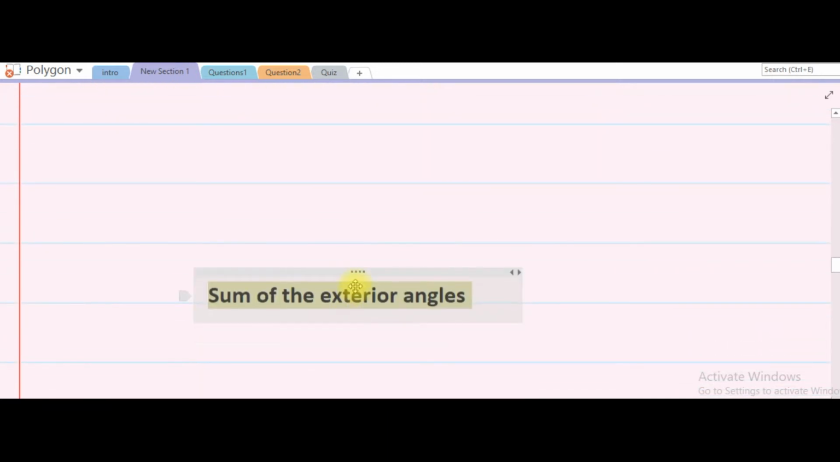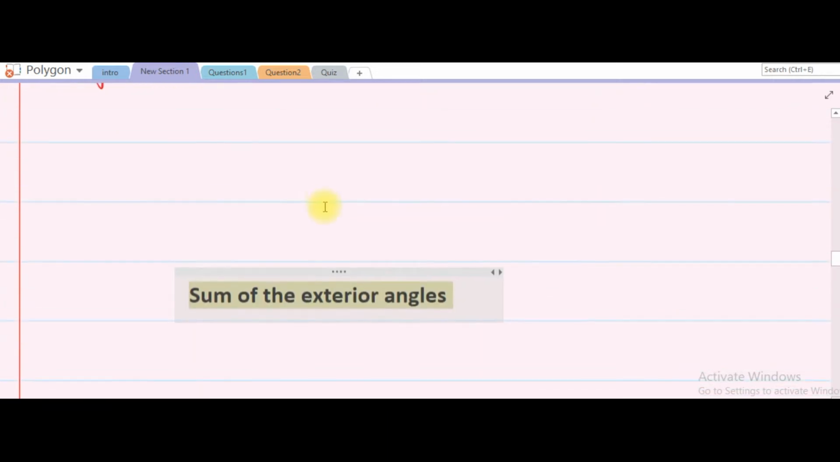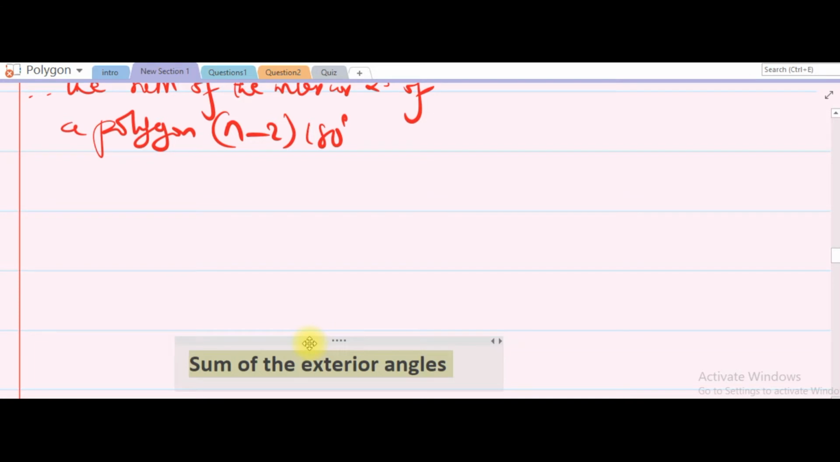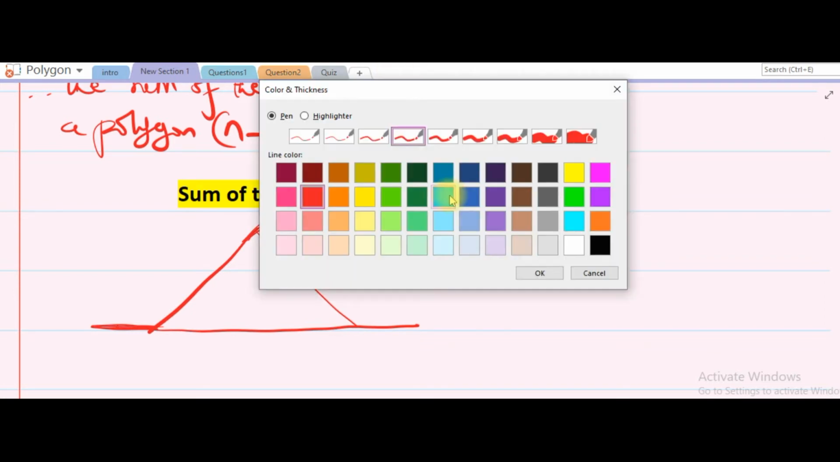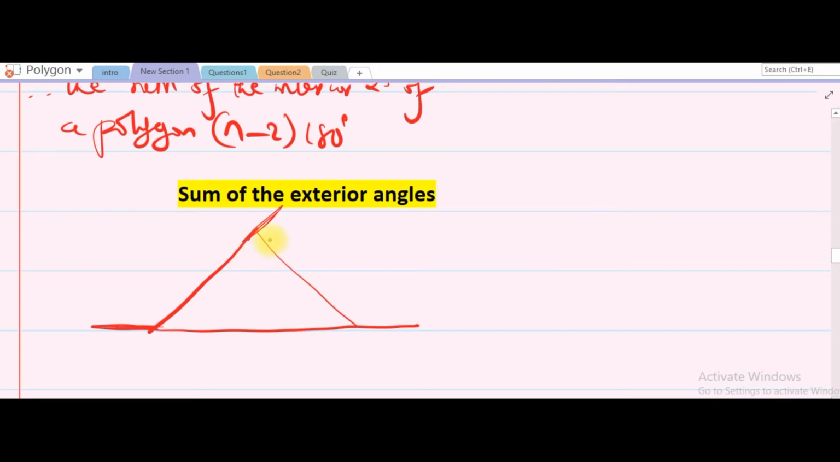The next is the sum of the exterior angles. Again, we can get an expression for that. So let's use the simplest polygon we know, which is a triangle. If you extend each of the sides, you notice we'll form an exterior angle.